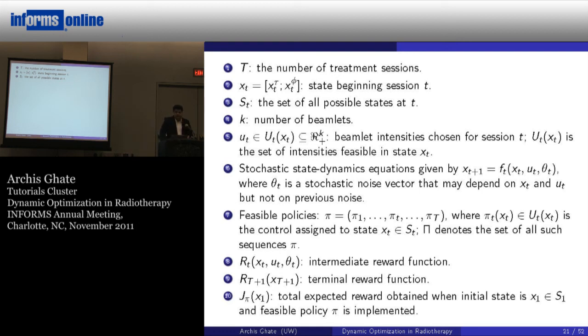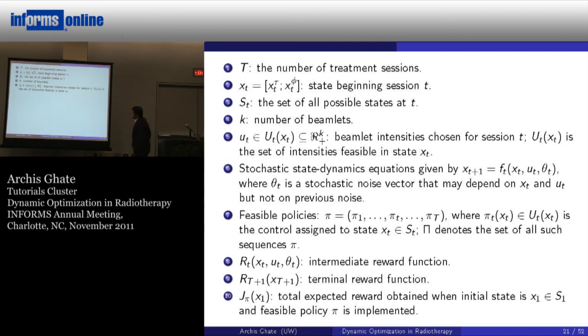St is just the set of all possible states. That's not that important. This notation is, by the way, standard for writing stochastic control problems. If you look at Bertsekas's book in 2007, Dynamic Programming and Optimal Control, this is exactly the notation in this book for writing any general stochastic control problem. I'm just putting this in the context of radiation therapy by calling this my tumor state, my OAR state, and so on. Okay? So then the K is the same as before, number of beamlets.